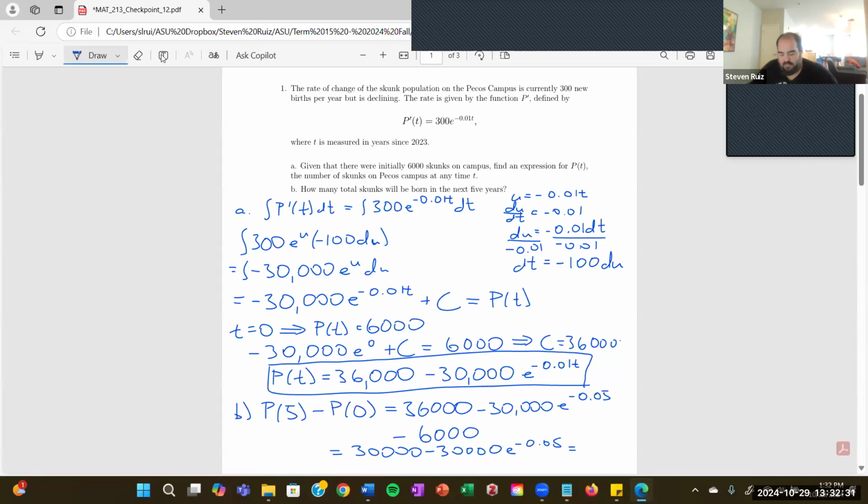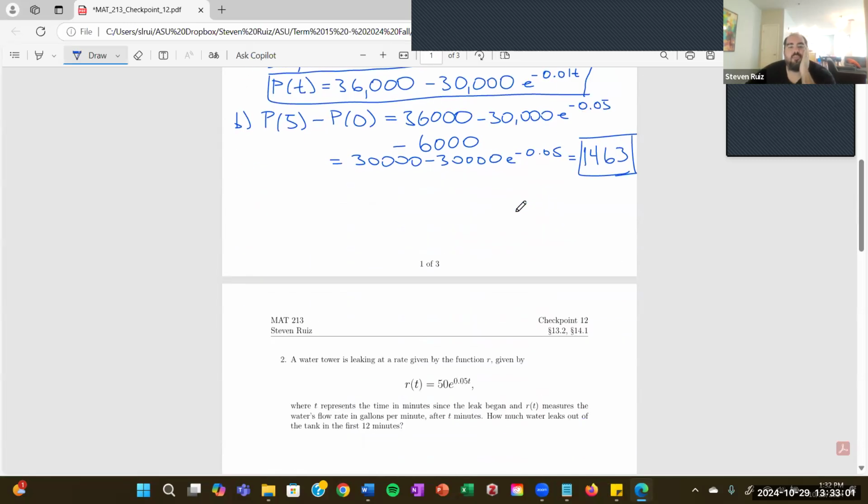So we raise e to the negative 0.05, multiply that by 30,000, and subtract that from 30,000. So I get a number that, based on what I just said, hopefully makes a little bit of sense. The number I got, if I round to the nearest whole number, is 1,463. All right. So that is all for question 1. Moving on to question 2.